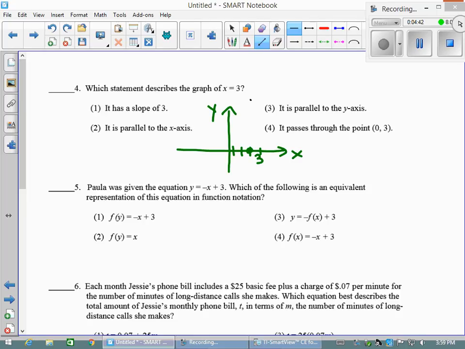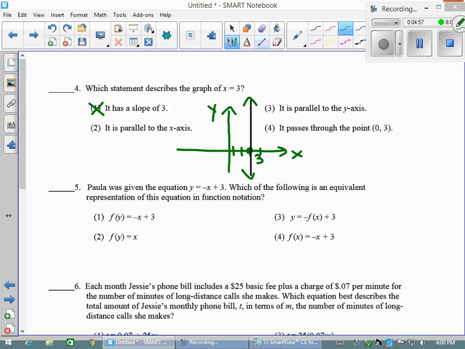There we go. So x equals 3 everywhere on this vertical line. So now I have to look at my choices. It has a slope of 3. Well, that's not true because a slope of 3 would be going up 3 over 1, and that is not happening here. That would be slanted.